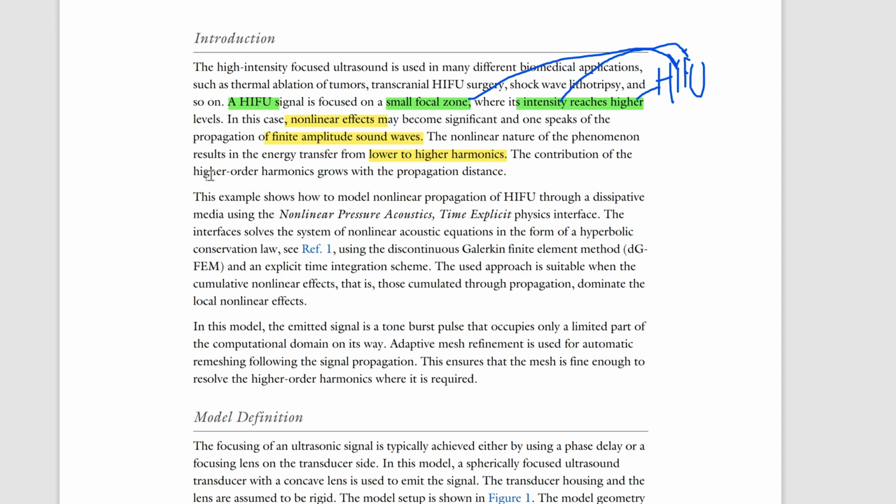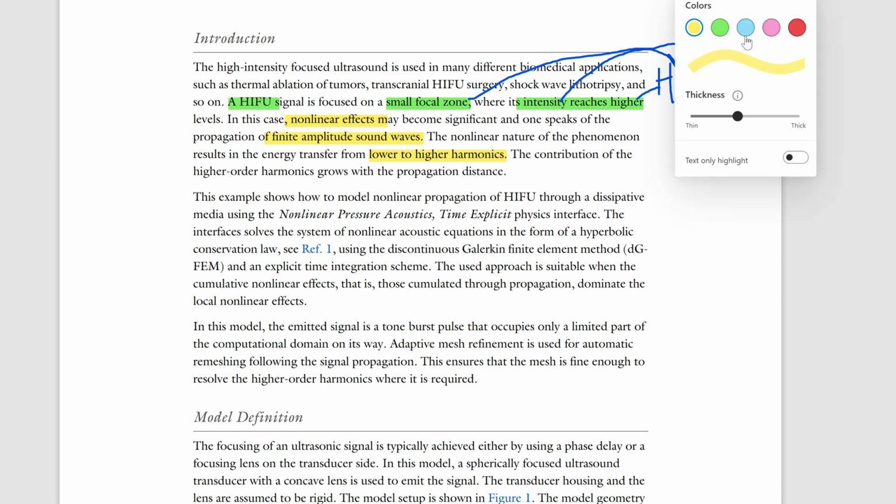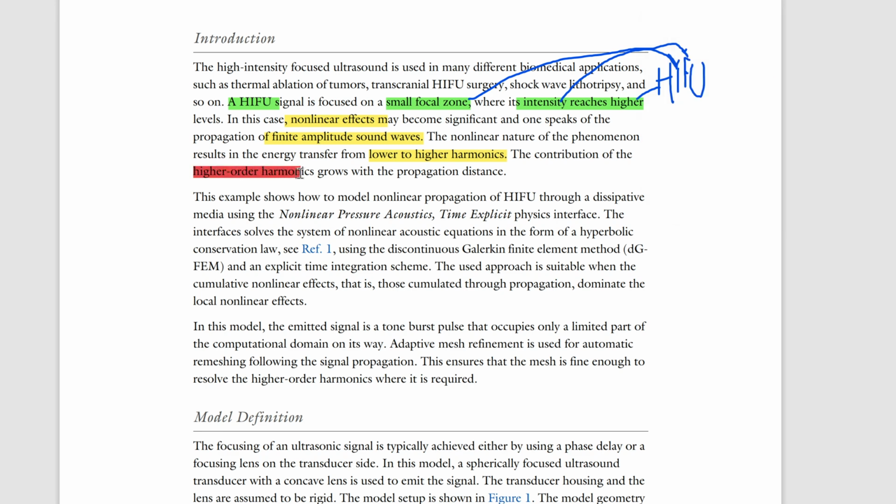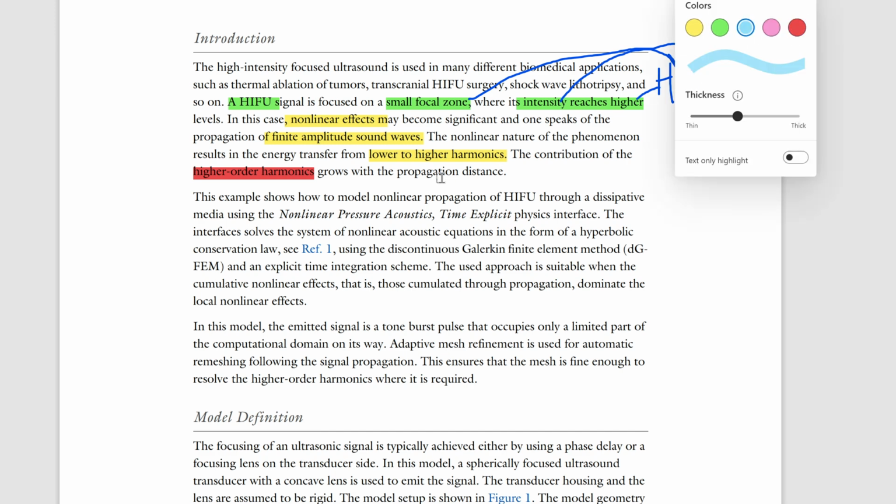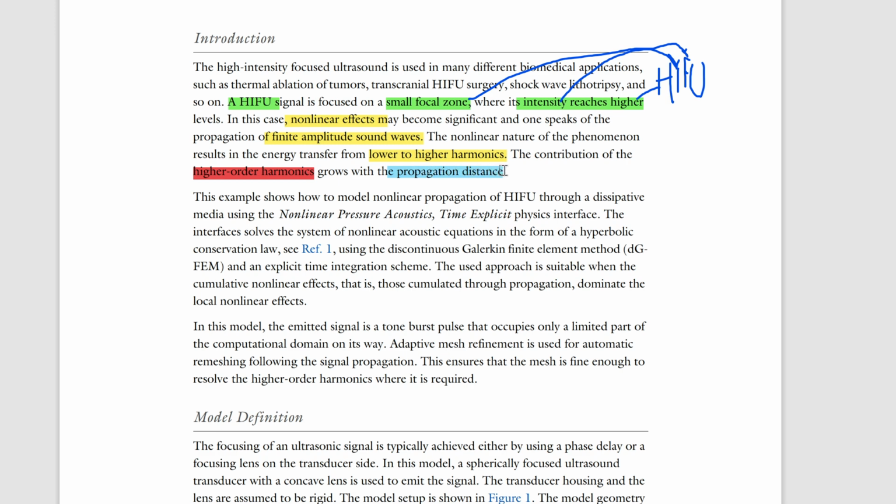And the contribution of higher order harmonics grows with propagation distance. I'm going to change this color here. So the contribution of higher order harmonics grows with propagation distance. So the effects of these higher order harmonics grow with the propagation distance, so the distance away from our transducer or away from our focal point.